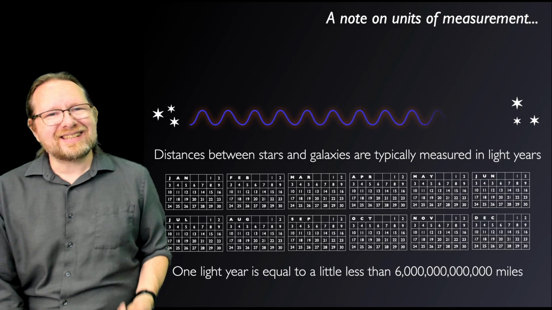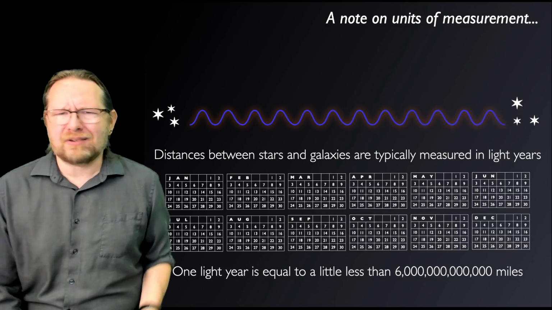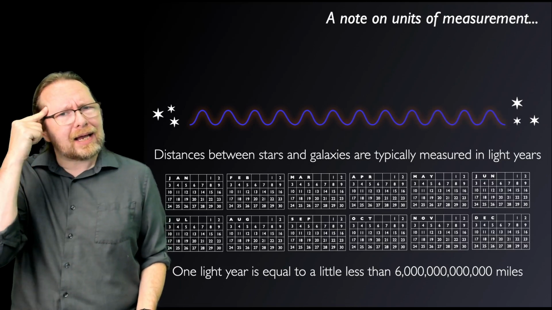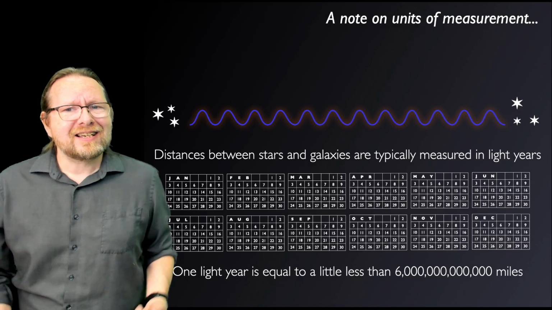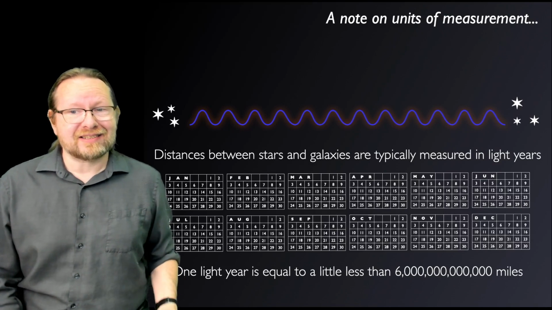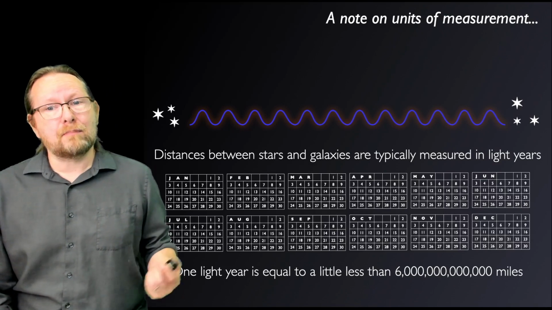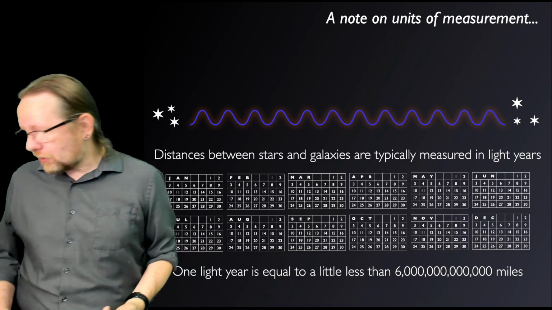It is more than 6 trillion miles. I don't know the exact number. I don't have it stored in my head. But you can think of a light year as 6 trillion miles. That's a lot of zeros, right? A trillion is a million million, 12 zeros.